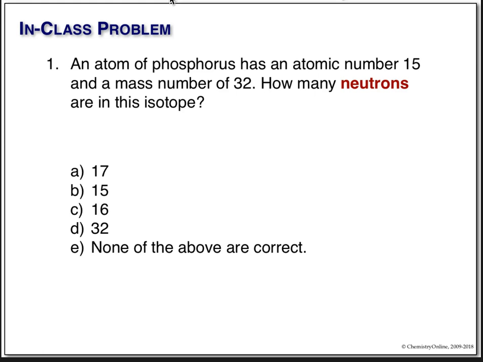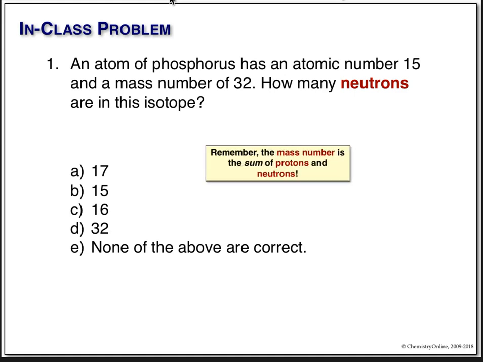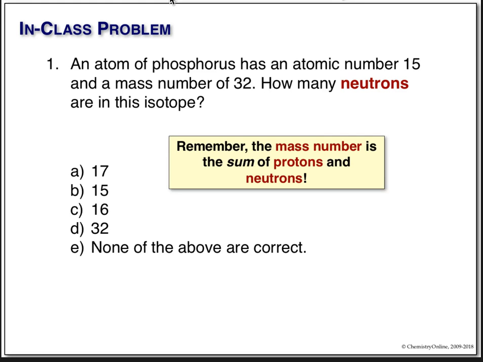All right, phosphorus has an atomic number of 15, mass number of 32. How many neutrons is this? Well, remember the mass number is simply the sum, right? So 32 minus 15 is what? 17.